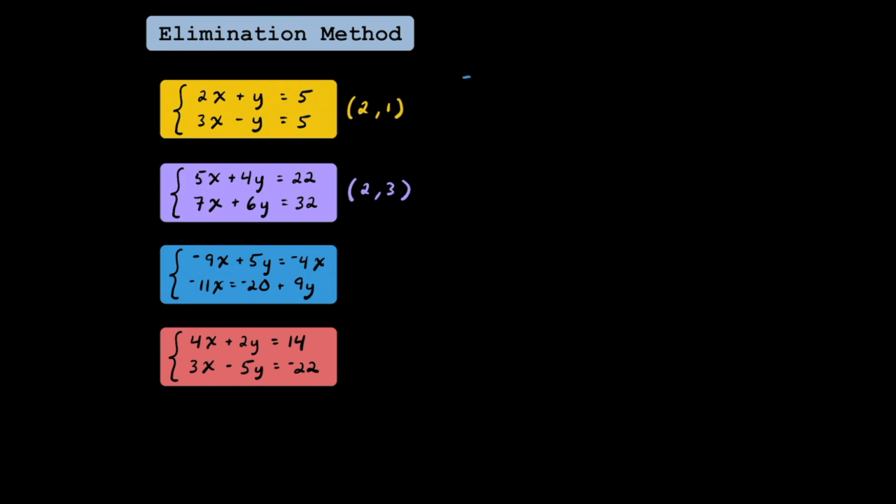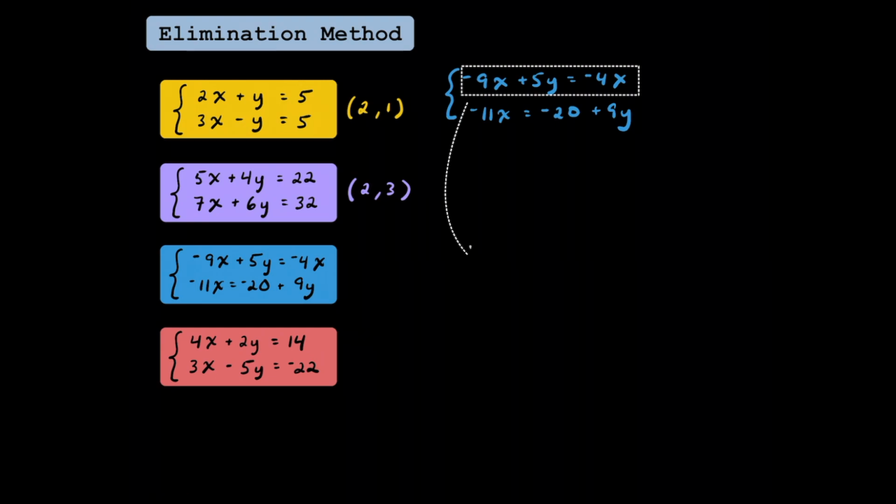In this next one, we have negative 9x plus 5y is equal to negative 4x, and we have negative 11x is equal to negative 20 plus 9y. From the beginning, we want to notice that these two equations aren't organized the same way. Let's reorganize the top equation in standard form. So negative 9x plus 5y is equal to negative 4x. We can add 4x to the right side and add 4x to the left side.